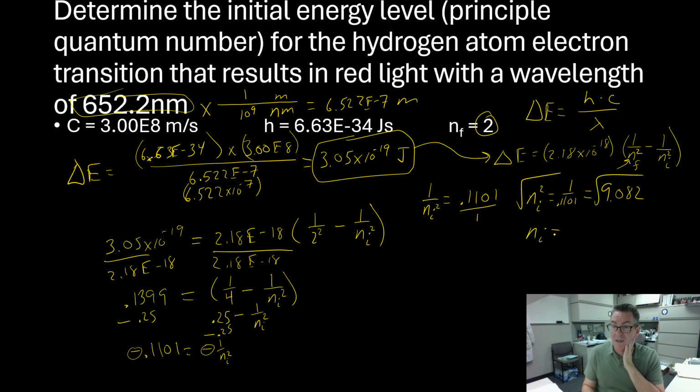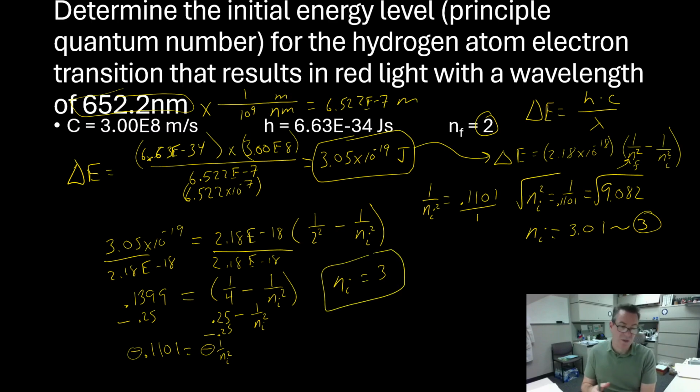All right, and now all you need to do to get ni, not squared, is just square root both sides. And so ni equals, and it actually comes out to 3.01, but we know that those quantum numbers have to be whole numbers. So just round this off to the nearest whole number, and that gives us a whole number of 3. So that should be our answer then. So that's our ni value. ni equals 3 for that.